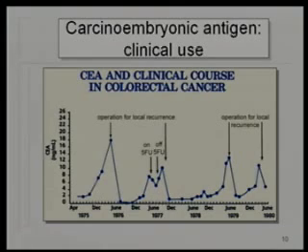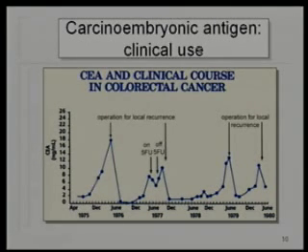Here's an example of colorectal cancer. Start off here. There was a surgery for local recurrence. This is for after primary surgery or resection of the tumor. It is fairly low. It started increasing, and it was determined that there was a local recurrence. It was removed, came down again, and as it started going up, chemotherapy was administered, and it starts going down again.